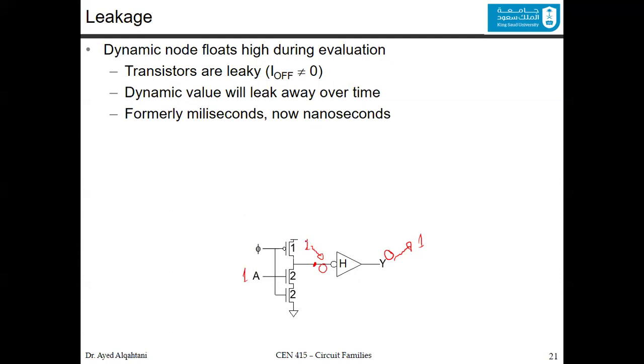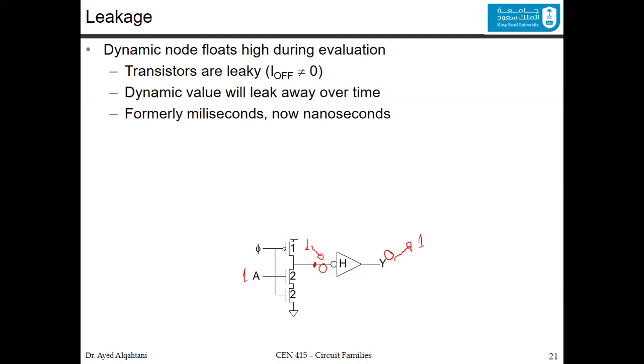Here, it was 1. Now, let's suppose that for some reason you kept this value 1 for a long time. It's leaking its value, and it's kind of moving toward 0. This leakage caused this behavior. It could be from the charging phase or from the evaluation phase as well.